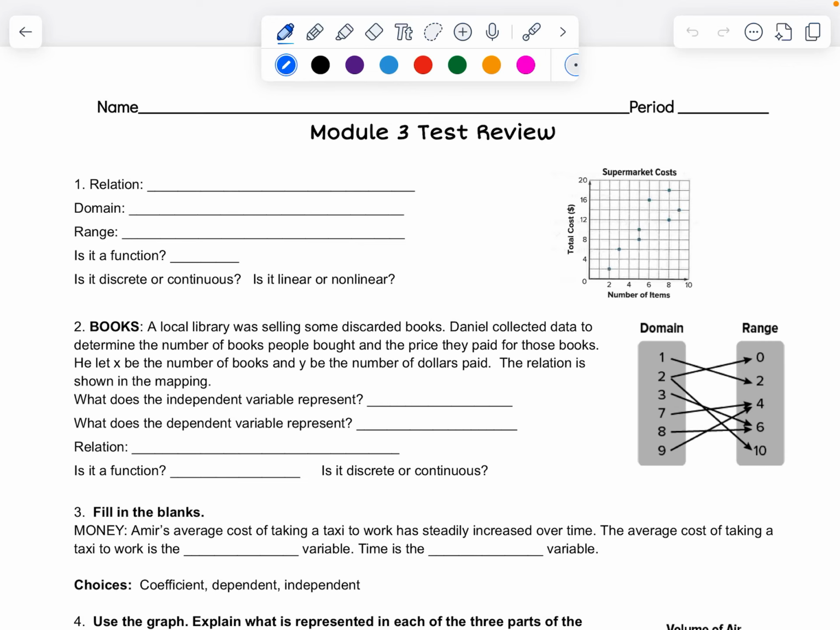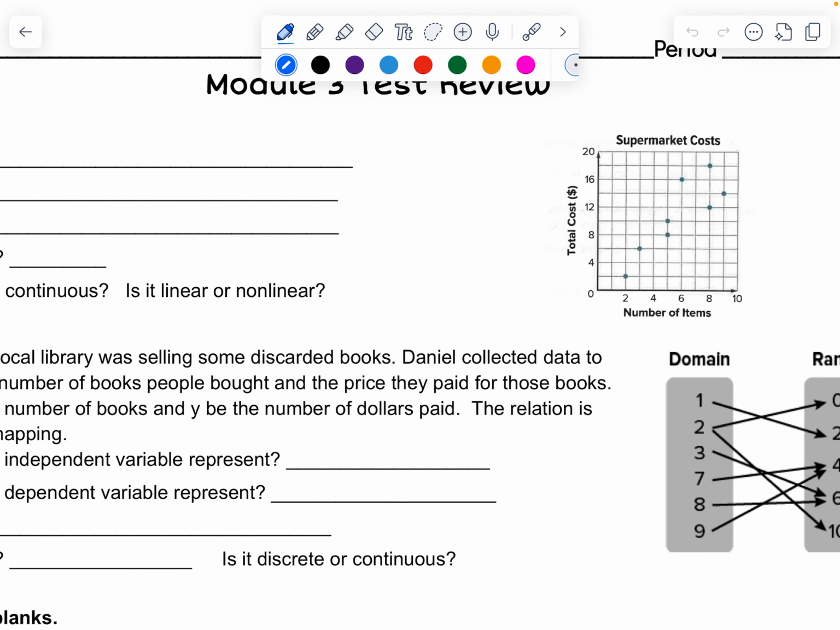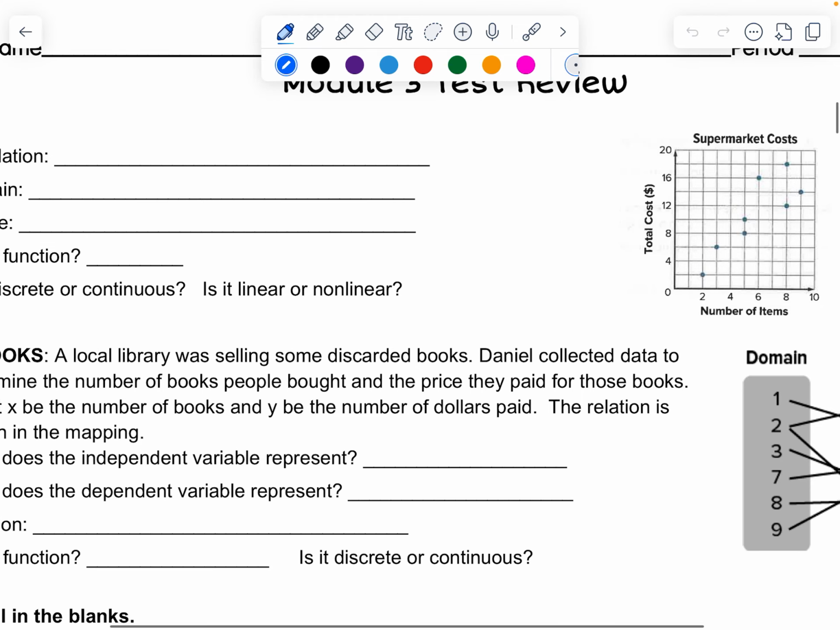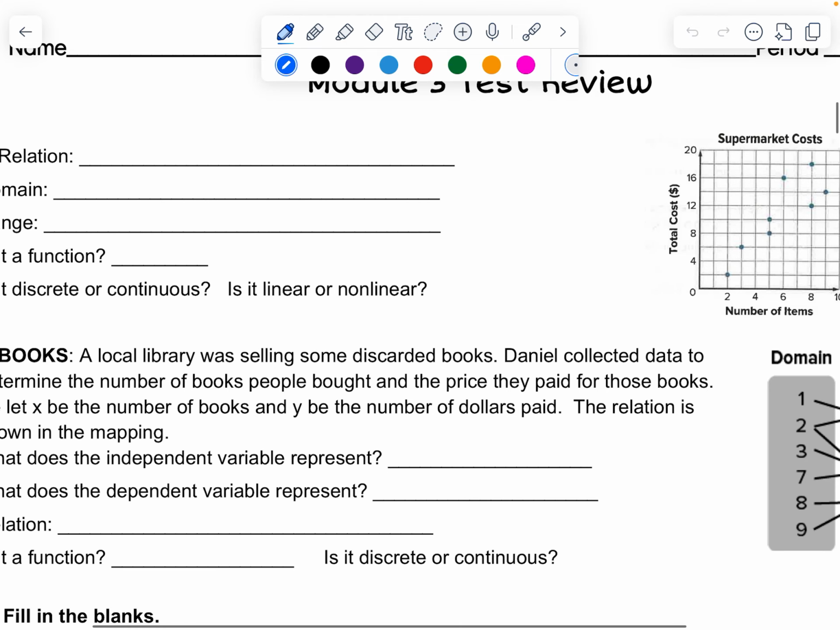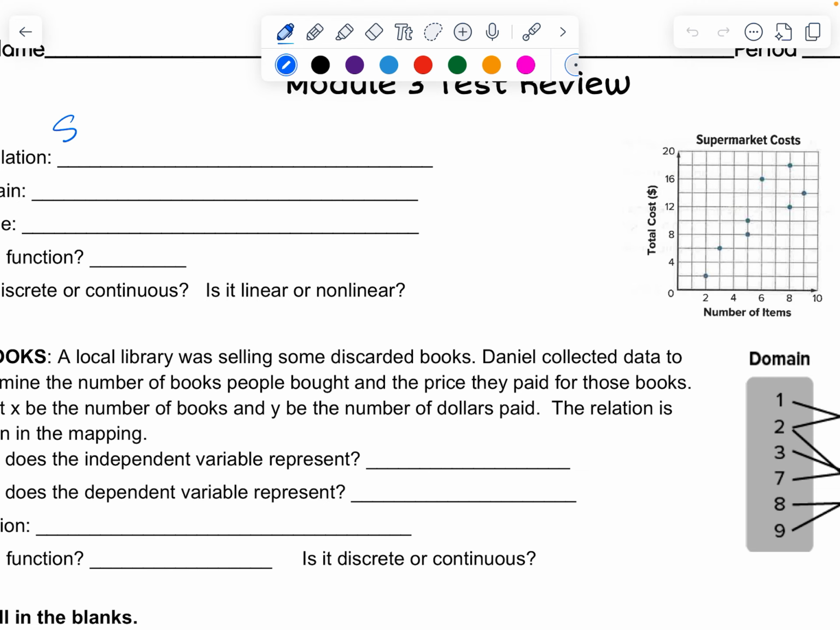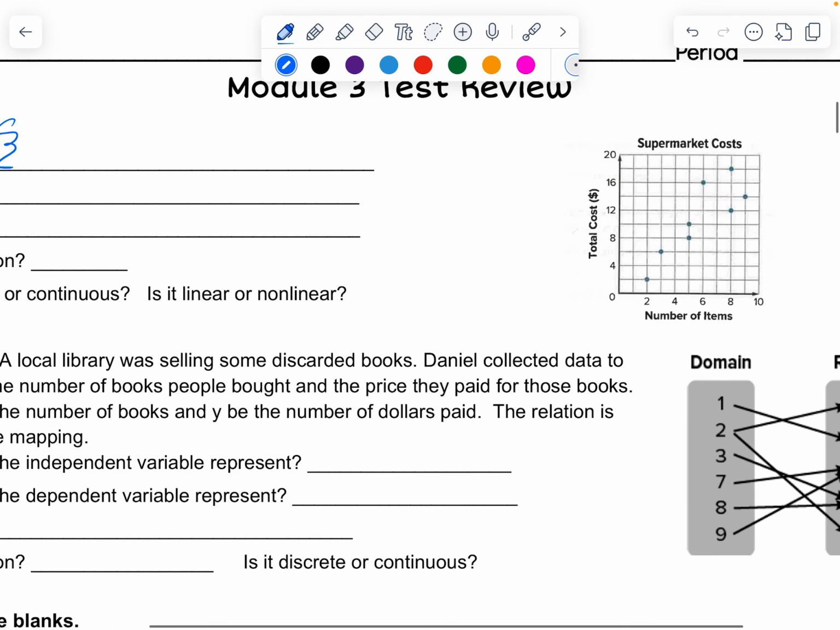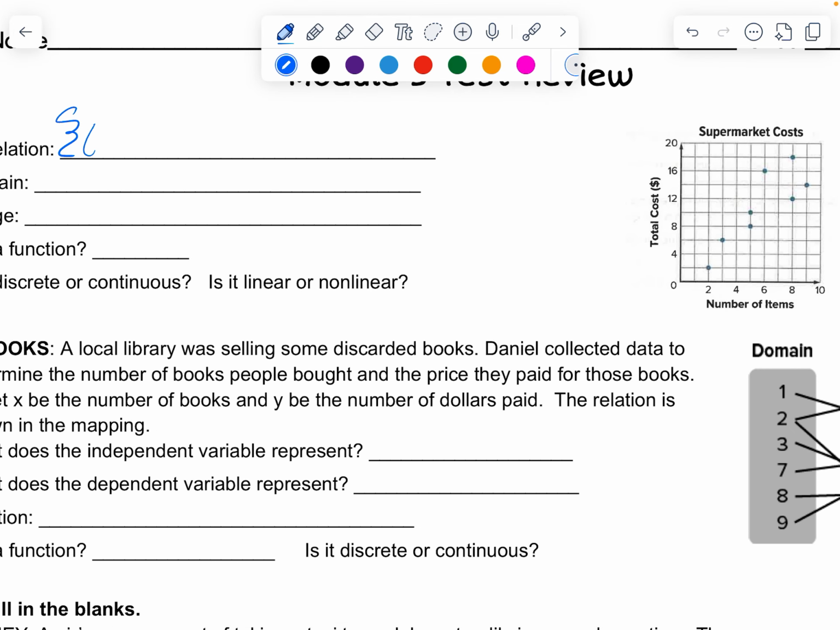Here we go. Module 3 test review. Relation. So anytime it looks like a discrete relation, we need to make sure that we're putting in the actual points. So we've got 2, 2. We've got 3, 6. We've got 5, 8, and 10.